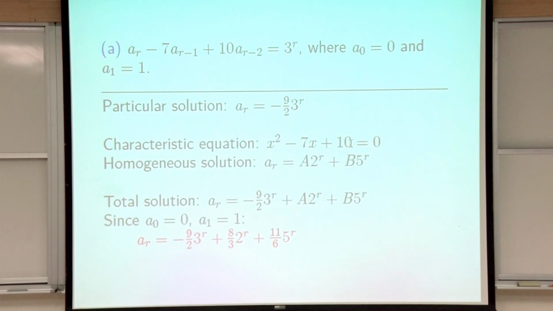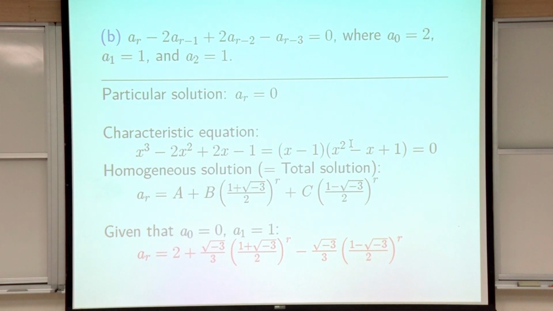And we know a_0 and a_1 equal 0 and 1 respectively. So we can get a_r is equal to negative 9/2 times 3 to the power r plus 8/3 times 2 to the power r plus 11/6 times 5 to the power r.